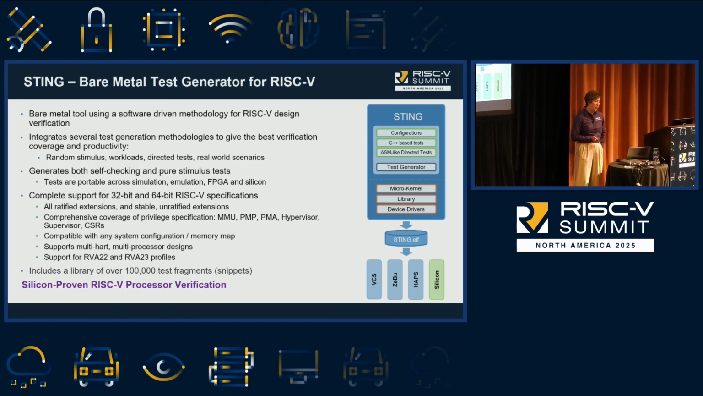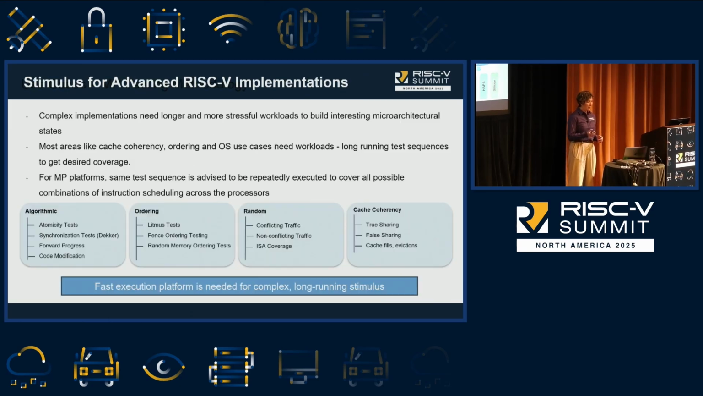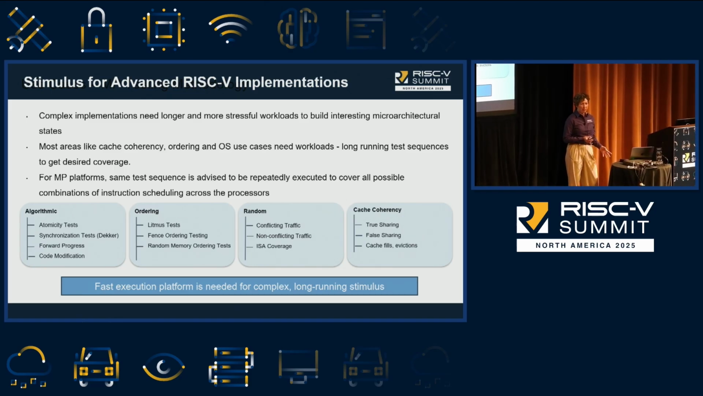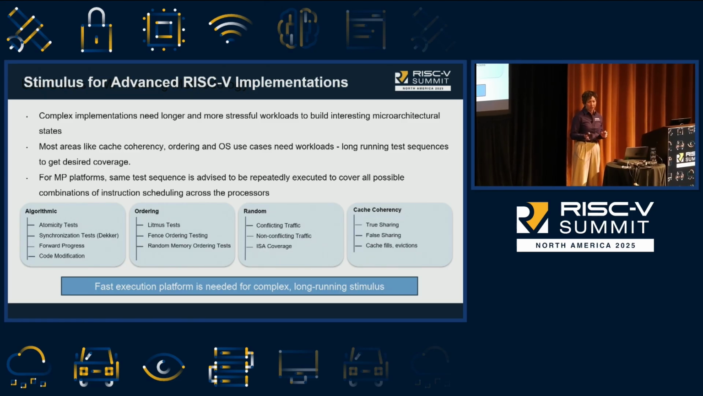Sting also includes a library of over 100,000 test fragments. And so these are code fragments that can be mixed in with the different types of stimulus, directed tests, random tests, in order to create really interesting scenarios. So the component of Sting stimulus that we are focused on with this solution are the workloads. So those are the long-running, more complex tests that target the kind of RISC-V designs that we are focused on with our solution.